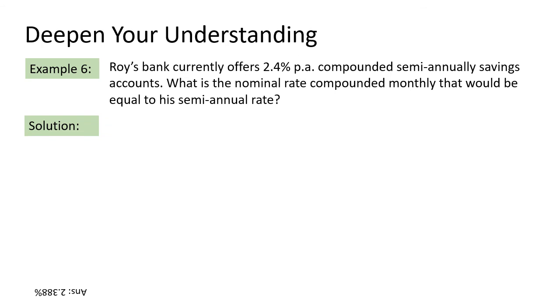So let's look at a third and final example. Roy's Bank currently offers 2.4% per annum compounded semi-annually savings accounts. What is the nominal rate compounded monthly that would be equal to his semi-annual rate? So again, we're looking for a nominal rate. So once we calculate this periodic rate I, we're going to have to convert it to a nominal rate.